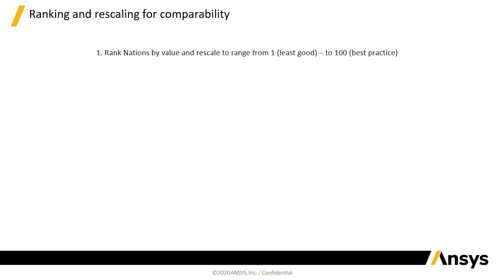So what we did, we ranked nations by value and rescaled them to range from 1, so least good, and 200, so best practice. Here we are, that's an example. Because the sources vary in scales and some are simple rankings, some using quantitative data, we have converted all into ranked lists, and this is the best way to make sure that they're all followed in the same way.